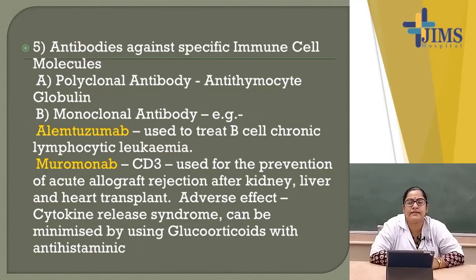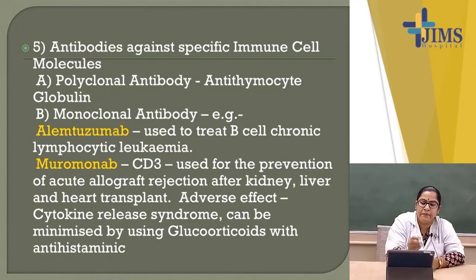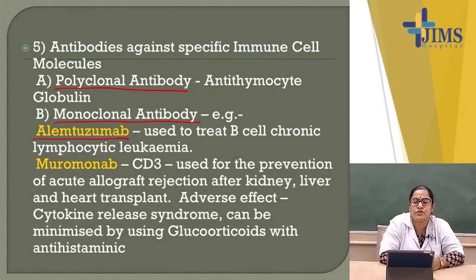Group 5: these are the antibodies against specific immune cell molecules. It may be a polyclonal antibody like antithymocyte globulin, or a monoclonal antibody, for example alemtuzumab, which is used for the treatment of B-cell chronic lymphocytic leukemia. Immunomodulators like anti-CD3 are used for the prevention of acute allograft rejection.